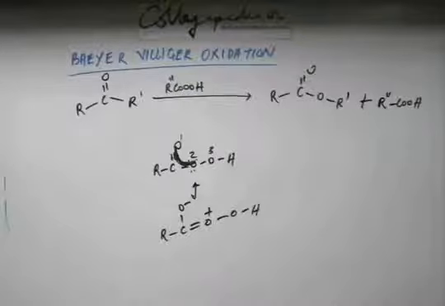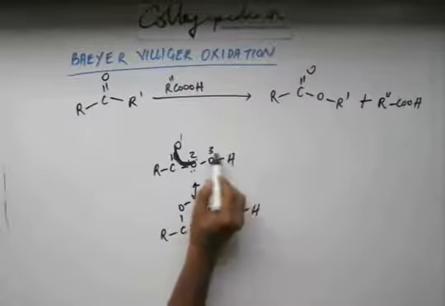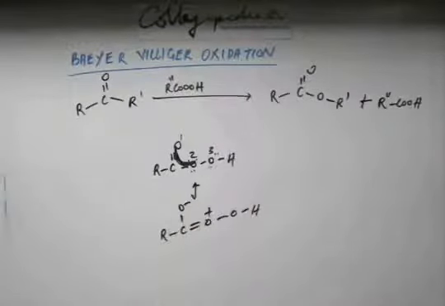Oxygen number 1 has sp2 hybridization if you check, with 1 pi bond. Oxygen number 3 has sp3 hybridization if you check, with no pi bonds. So oxygen number 3 is the most basic site here. So if some attack has to occur, that will occur from oxygen number 3.